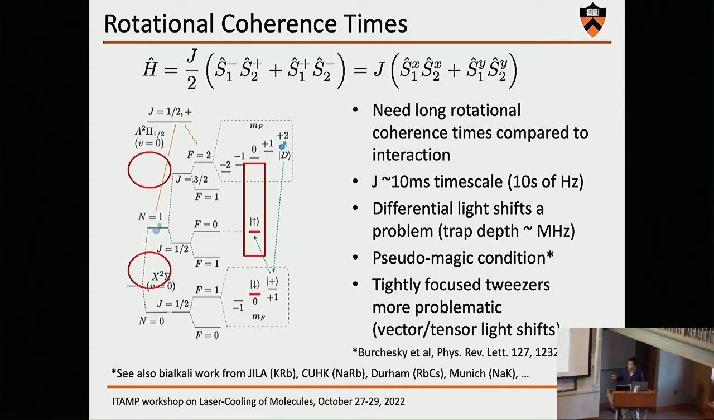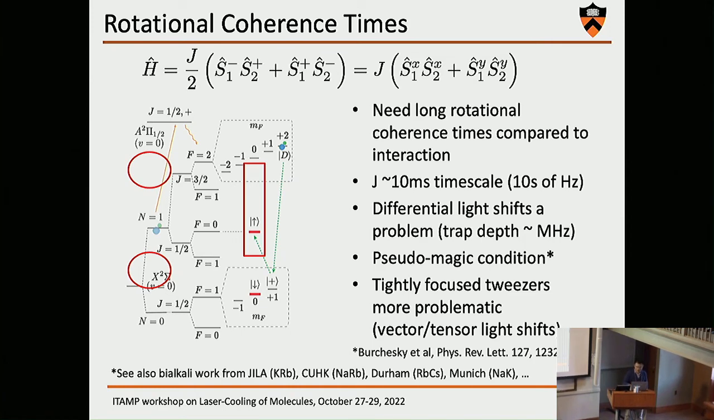So to do this, we actually use a technique that was first demonstrated and delivered last year on pseudo-magic trapping conditions. So in our case, essentially by orienting the magnetic field and the polarization appropriately and using the right trap depth, we can minimize this differential light shift to an acceptable level. There are other effects of tightly focused tweezers that I won't get into in the interest of time.